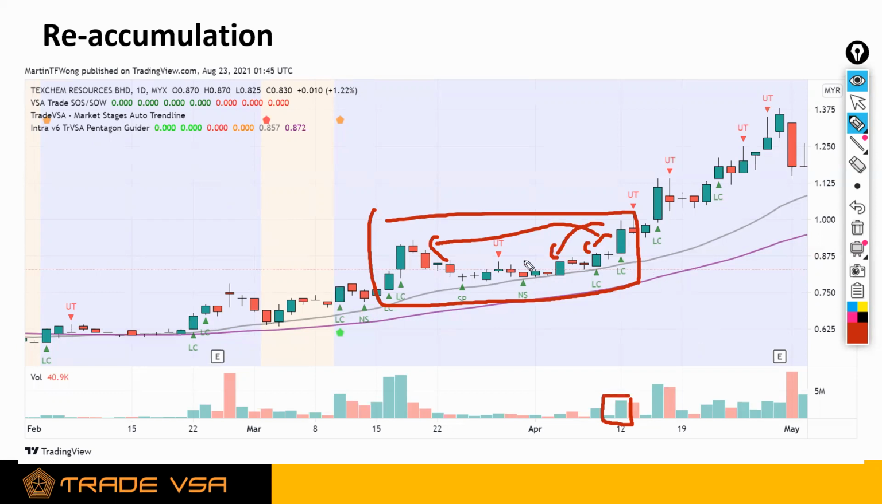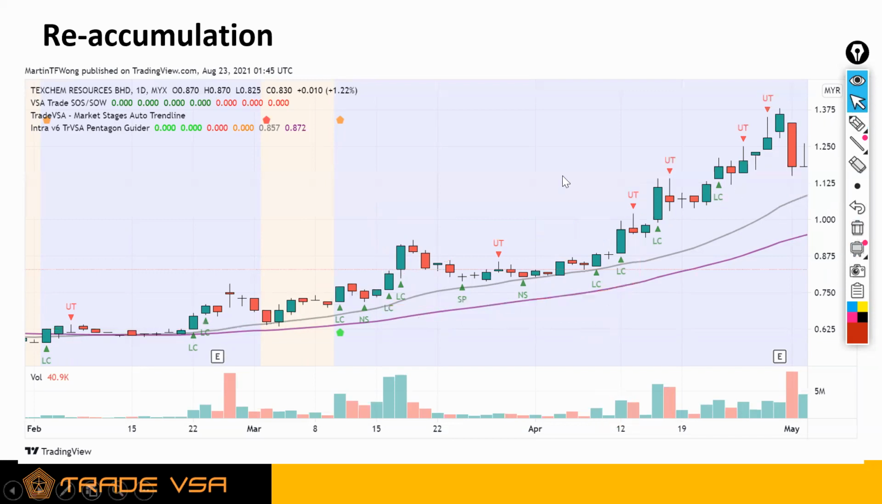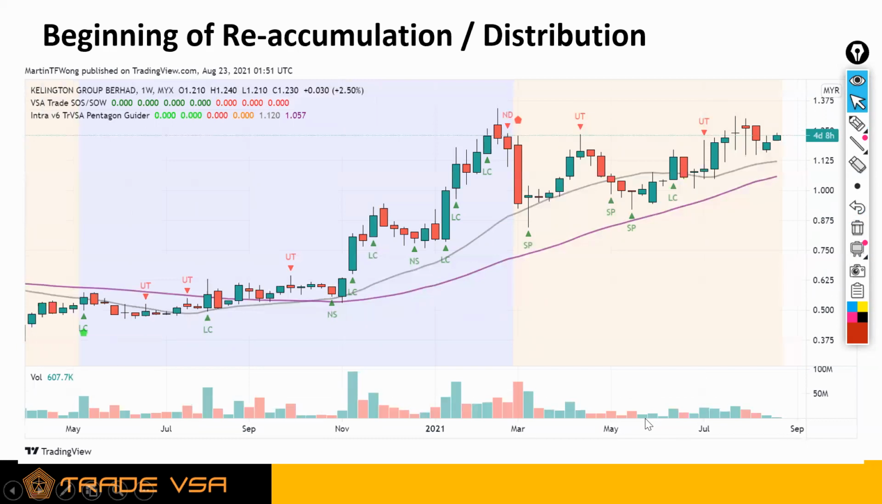In this case, if you notice, the stock is already in an uptrend. They make a temporary reaccumulation, and they continue the reaccumulation with another widespread up bar, so the trend will continue. So this is the beginning of reaccumulation, or maybe it's a distribution. Again, this is KGB.